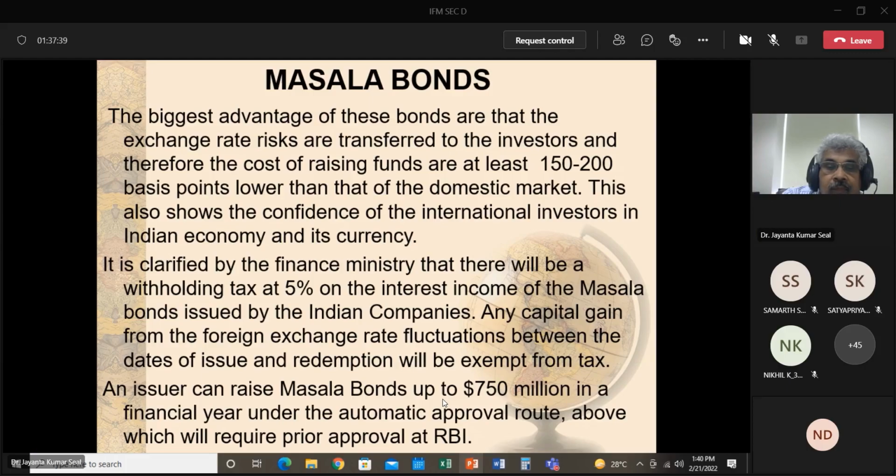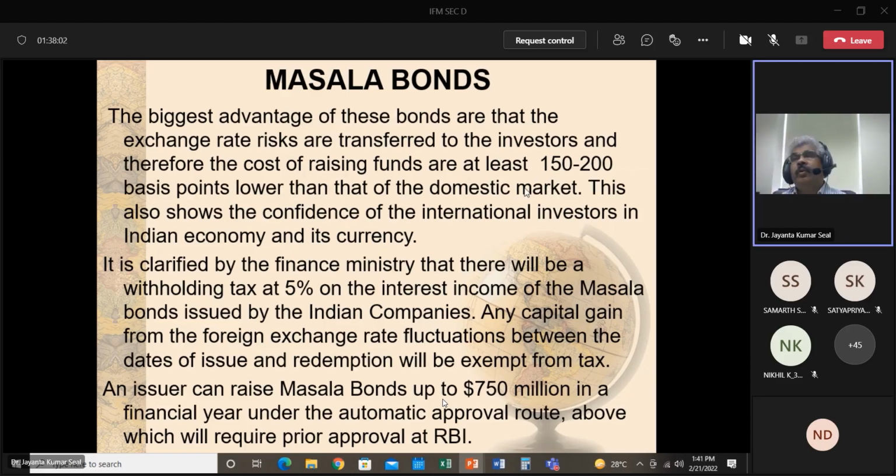There is a 5% withholding tax on interest. So when you pay the interest, 5% will be deducted. The biggest advantage of these bonds is that the exchange rate risk is transferred to the investors, and therefore the cost of raising funds is at least 150 to 200 basis points lower than that of the domestic market.